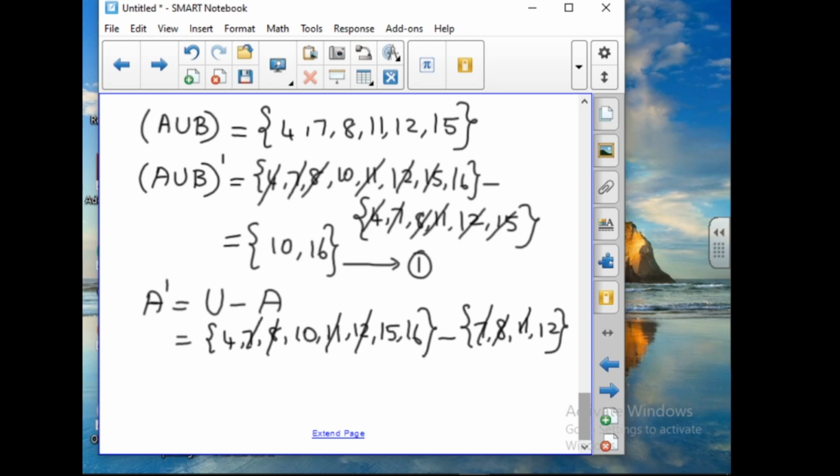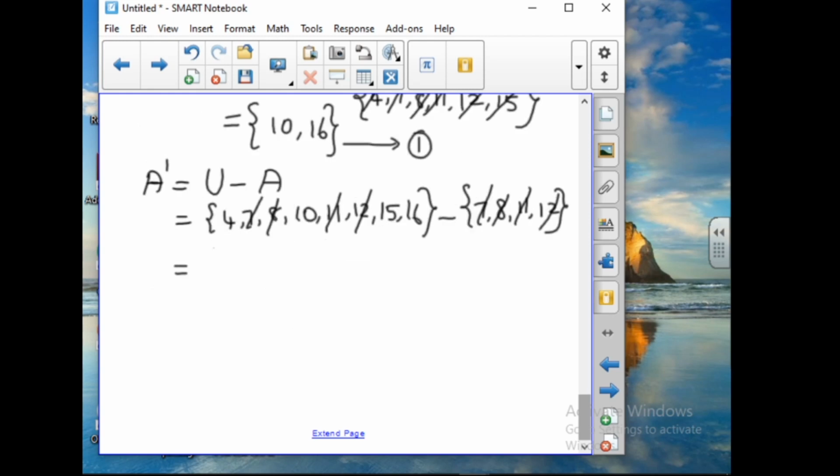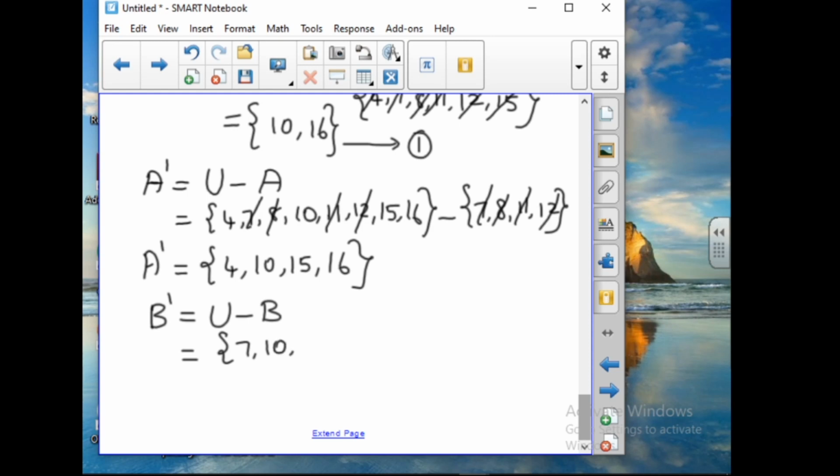Okay. So what are the remaining elements of the first set? 4, 10, 15 and 16. Okay. This is our A dash. Like this you have to find for B dash also. Universal set difference B. So you will get for B dash 7, 10, 11 and 16. Okay. This is your B dash.